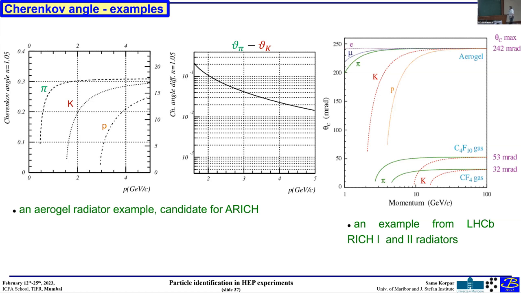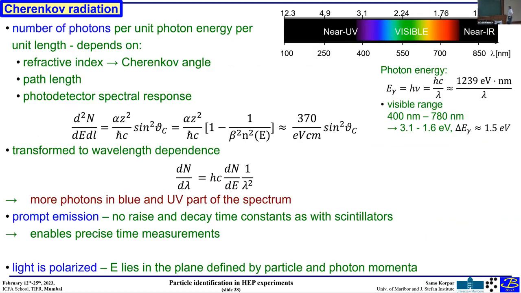In this regime, imaging detectors work more or less in threshold mode, but beyond the threshold they can still exploit the difference in angle for better resolution. This is another example from LHCb RICH. They also have aerogel, and they also use gaseous detectors, which have a much smaller Cherenkov angle, about 50 milliradians, or you can see 53, 32, or even less if other gases are used.